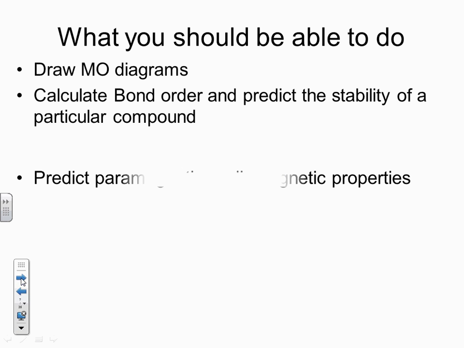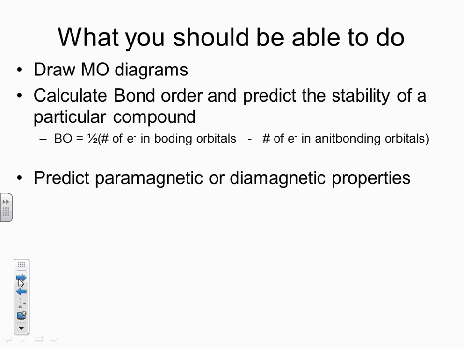To calculate bond order, you should be able to predict paramagnetic and diamagnetic properties. We're talking about paired versus unpaired electrons. And to calculate the bond order, back to that, I'm sorry, I have that out of order. We will take the number of electrons in bonding orbitals minus the number of electrons in anti-bonding orbitals, and we'll take 1/2 of that number. So electrons in bonding orbitals minus the electrons in anti-bonding orbitals divided by 2. We'll calculate bond order in molecular orbital theory.